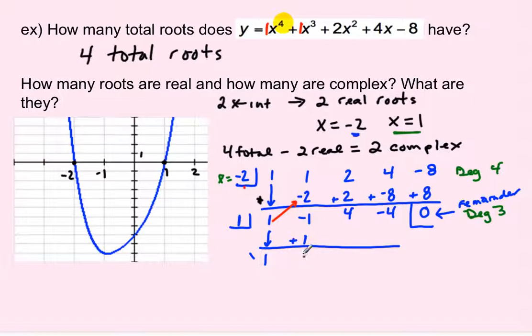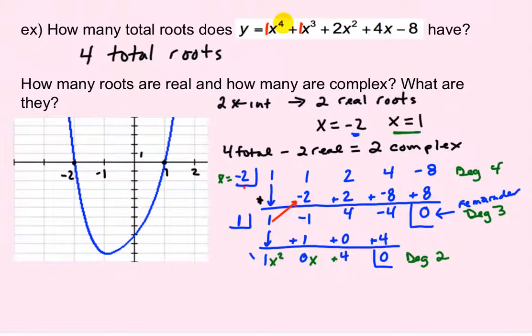Add up and down, that's 0. 1 times 0 is 0. Add up and down, I get 4. 1 times 4 is 4. Add up and down, I get 0. Again, that last number is my remainder. And then I always have to stop and think, this one was degree 4, this is degree 3. I took out one more x, so this is degree 2. Why is that useful? It's useful because these are the coefficients of a degree 2 polynomial. So that means this is a 1x squared, this is a 0x, and this is a plus 4.